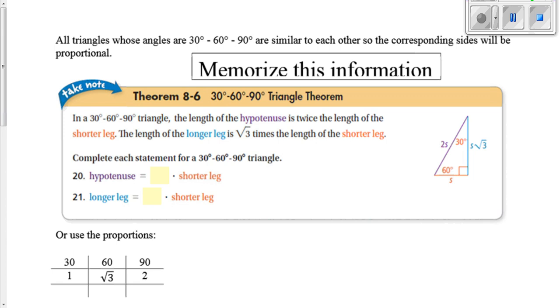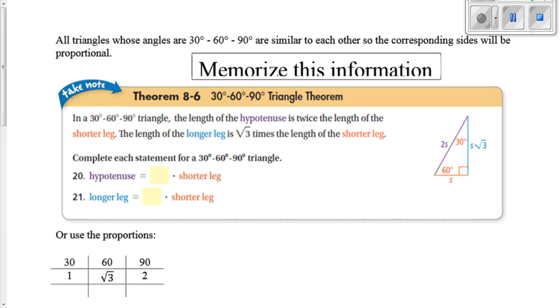It also has a set of numbers and rules. This one is a little different. The other one was nice because 2 of the legs were the same. Okay, so in a 30, 60, 90, the length of the hypotenuse is twice the length of the shorter leg, and the length of the longer leg is radical 3 times the length of the shorter leg.